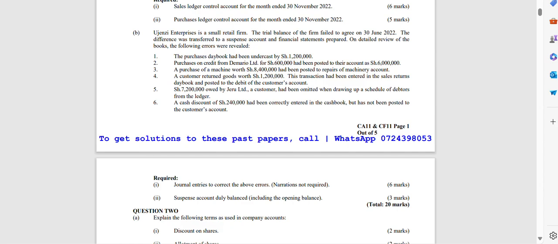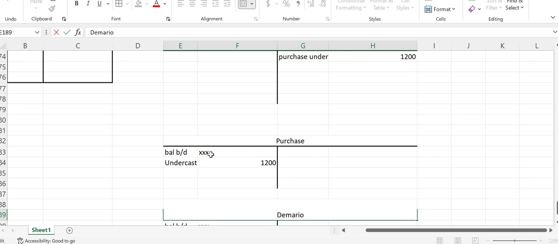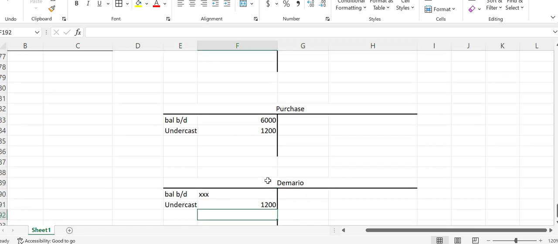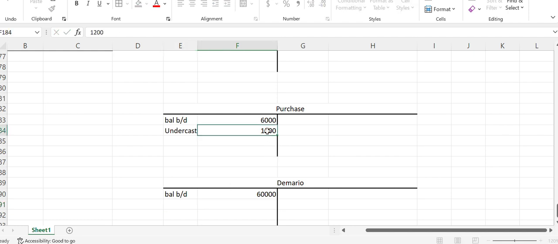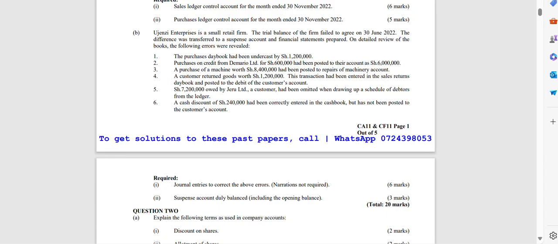Yes, the Mario. So we've been told that purchases on credit from the Mario for 600,000 had been posted to the account as 6 million. So the amount they recorded is 6 million. Let me go to the Mario. 6 million. So remember the values are in thousands. But they were supposed to record what? So we know the two accounts. They were supposed to record this as 600,000.